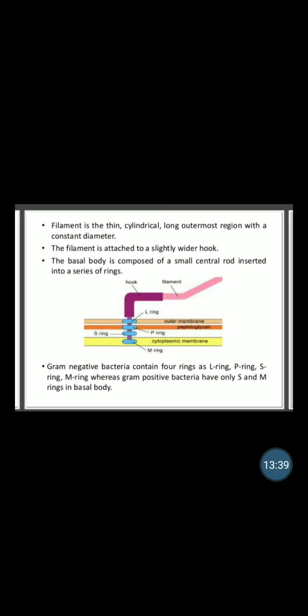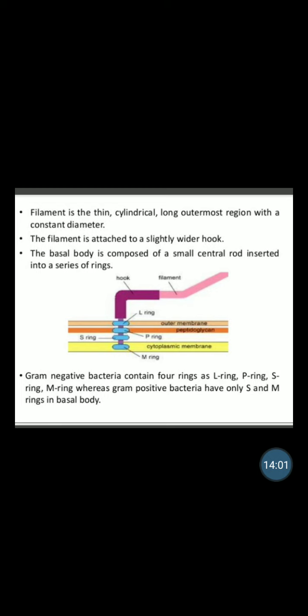The filament is a thin, cylindrical, long outermost region with a constant diameter. This filament is attached to a slightly wider hook. The basal body is composed of a small central rod inserted into a series of rings. Here we can see the L ring, P ring and M ring.